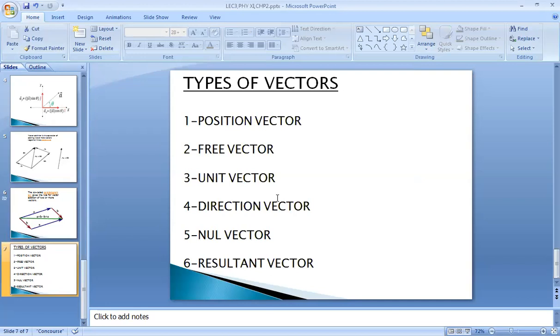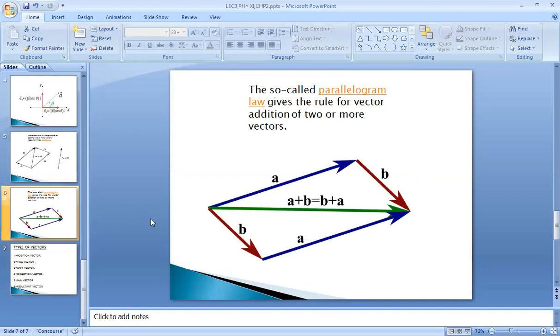Every direction vector is a unit vector. It means that when you are given a direction vector, or if you are finding a direction vector, you can check whether your answer is correct or not. The magnitude is always 1. And number 6 is the resultant vector. You have seen over here the resultant vector is either A plus B or B plus A. So the definition of the resultant vector you can see in this diagram: it's a vector which is obtained by joining initial to final.